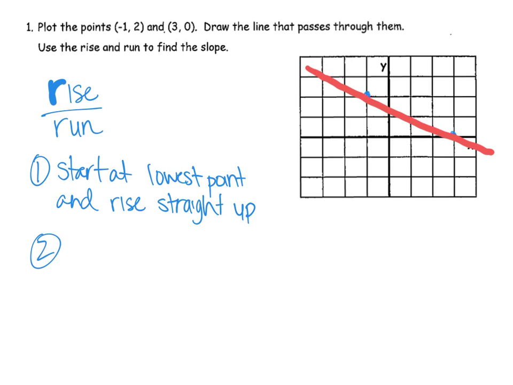Step 2 is run. And you guys understand that you're going square by square. Square by square. You have to count. 1 square, 2 square, 3 square. Run to the point.